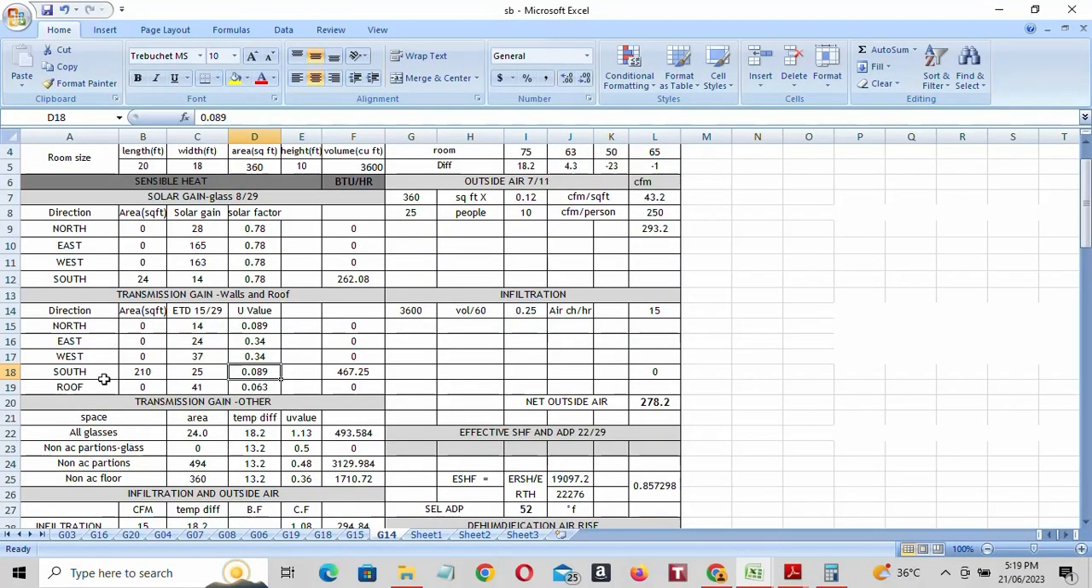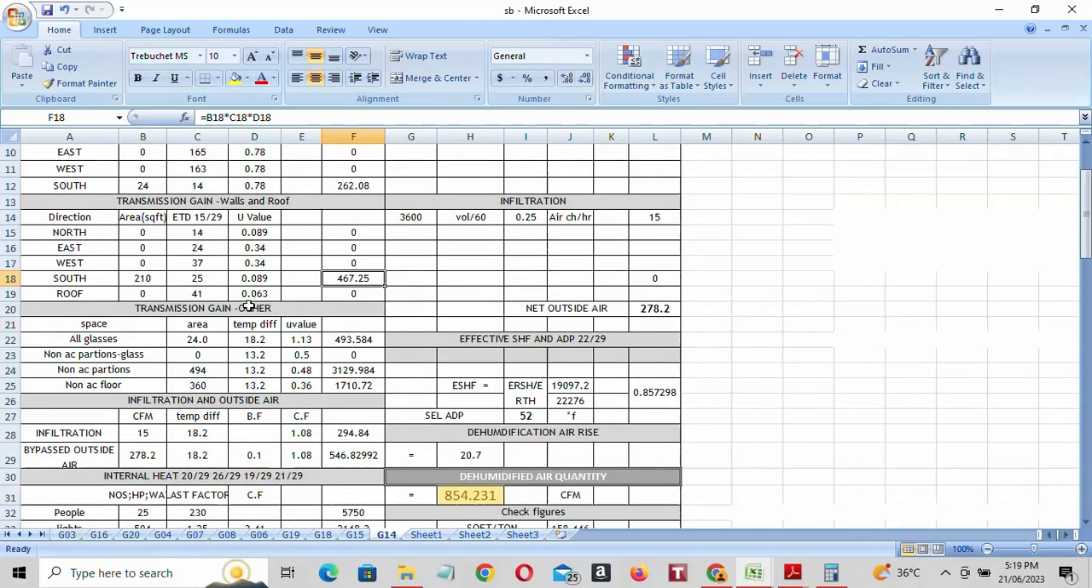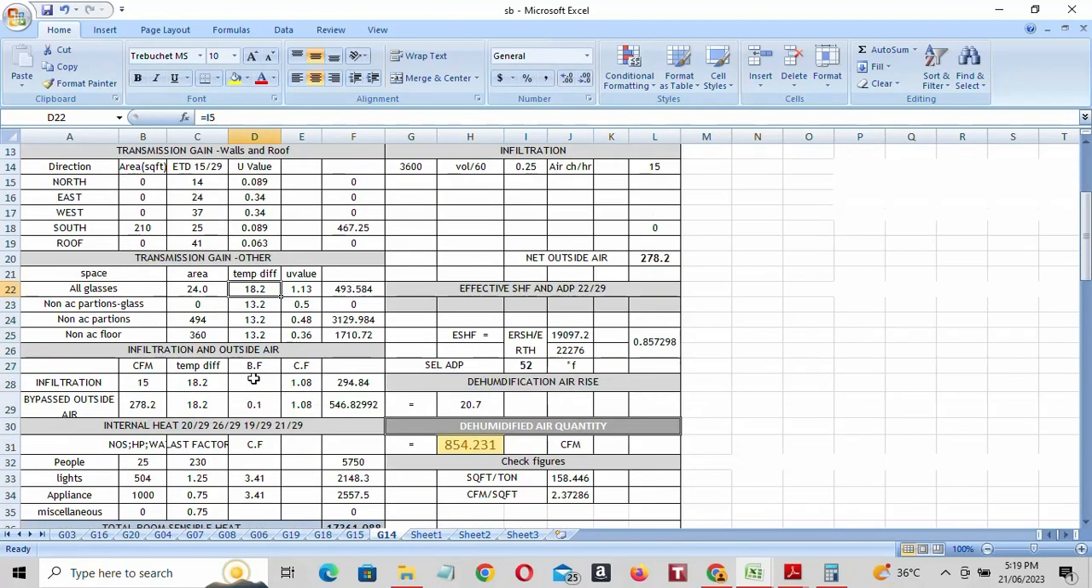So here we have external wall, so U value is 0.089 as per standard. If you multiply these three values, you will get this value 467.25, okay. So transmission gain through walls and roof is completed. Next is transmission gain through other. All glasses you will get automatically from here, 24, and temperature difference is here 18.2. And the U value for glass you have to take from the data book.